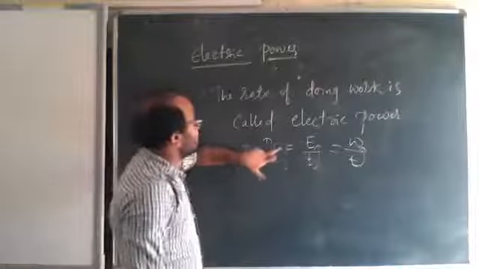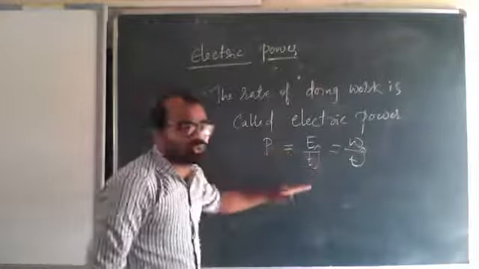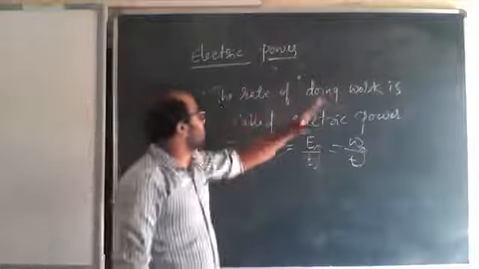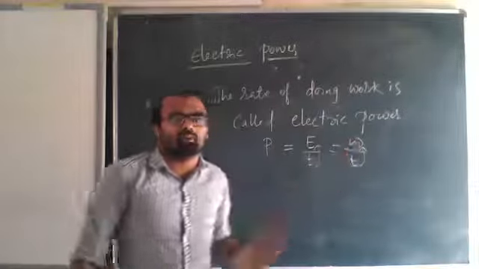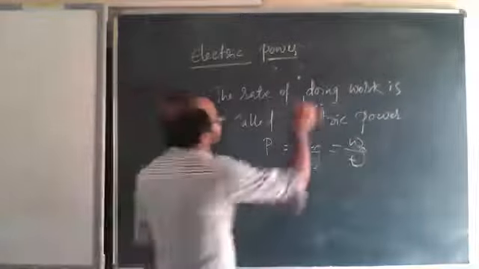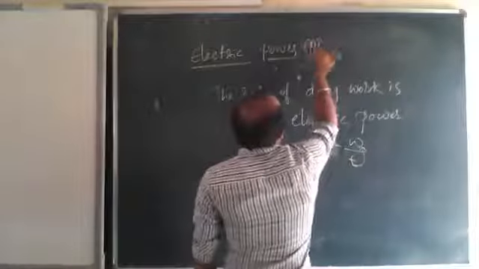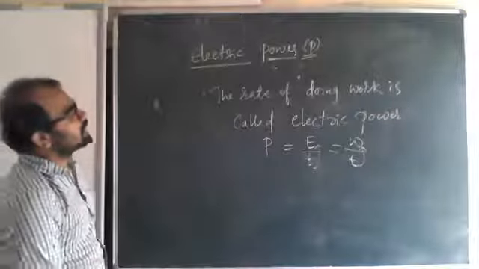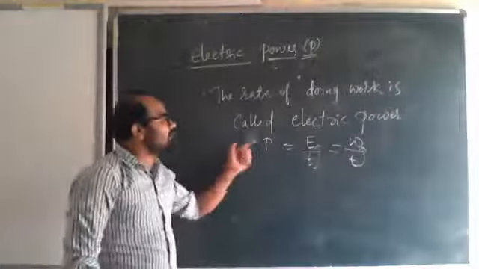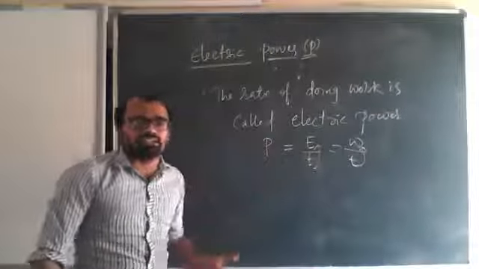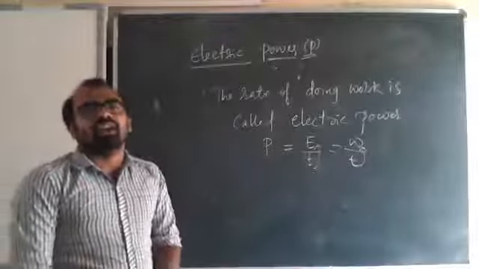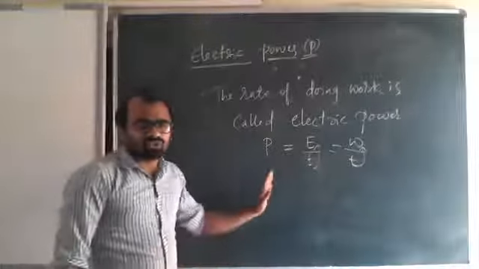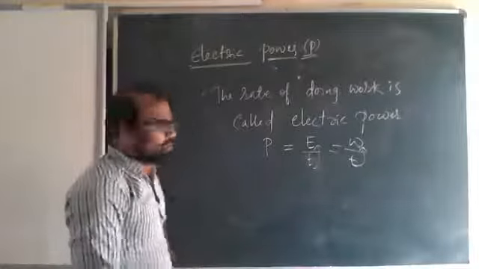So the work done per unit time is also called power. The rate of doing work is called electric power, denoted by P. Or the rate of flow of electrical energy is also called electrical power. It is very easy. The rate of doing work, that is power. So P equal to E by T or W by T is the formula.